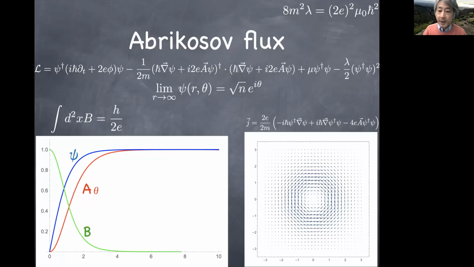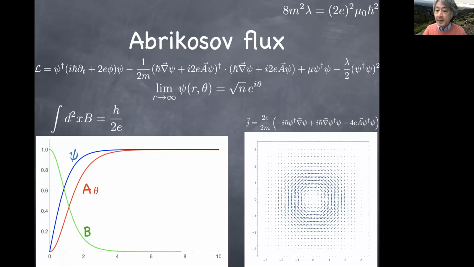So now you have a situation where the supercurrent is going in a circle. You can take this solution we just discovered, put that into the definition of the current we derived on the previous slide. And I just plotted the current, and it looks like this.